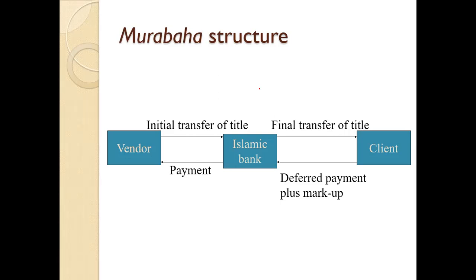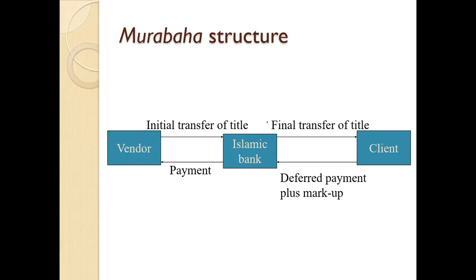Now, some issues we would like to highlight following this cost issue, that is, if there is a warranty issue, how will it be handled? Say the vendor has provided a warranty facility. When the Islamic Bank is transferring the same goods to the client, you see in that transaction, the title was initially transferred by the vendor to the Islamic Bank, but the Islamic Bank has transferred the title to the client. Will there be any consequence on the effectiveness of the warranty?